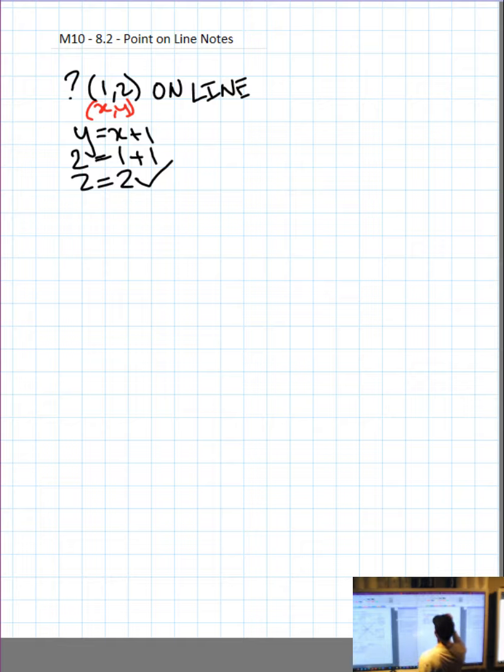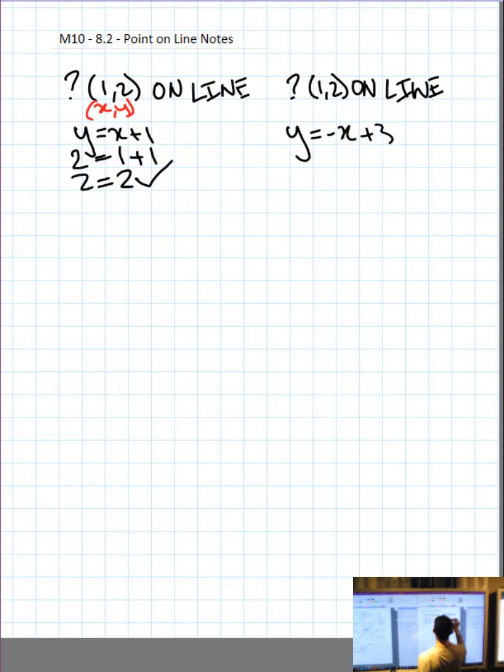Okay, off to the right. Is (1, 2) on this line of the equation y = -x + 3? So again, above or below the point, I'm going to say x, y. Then I'm going to substitute the x value and the y value separately. So first of all, the y value is 2, so 2 equals. Then I'm going to carefully substitute with brackets because I have negatives. And the x value is 1. And those brackets are unnecessary. On the left-hand side, we have 2. And on the right-hand side, we have -1 + 3, which is also 2, check mark.